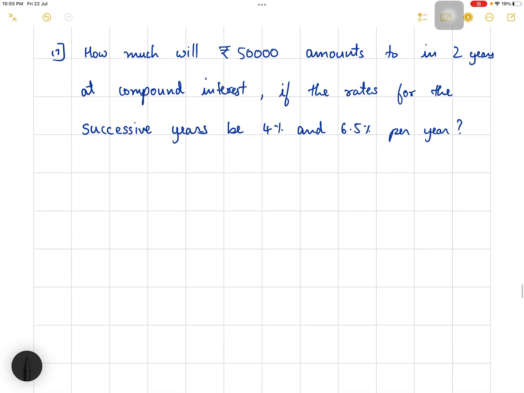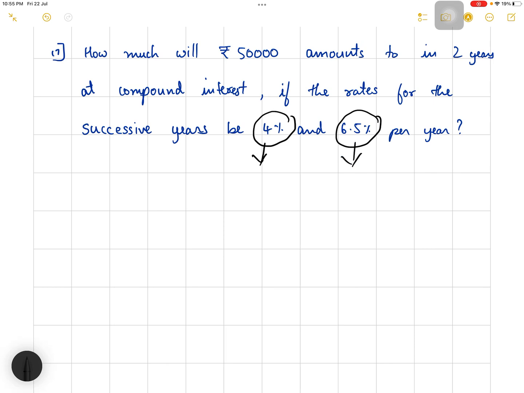Let's solve the next problem. How much will 50,000 amount to in 2 years at compound interest if the rates of the successive years be 4% and 6.5% per year? Here there are two rates of interest, 4% and 6.5%. For the first year it is 4%, for the second year it is 6.5%.